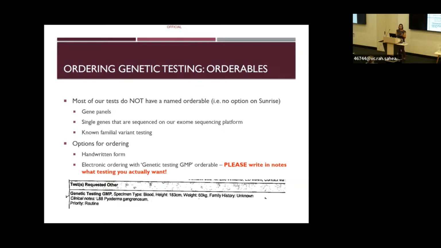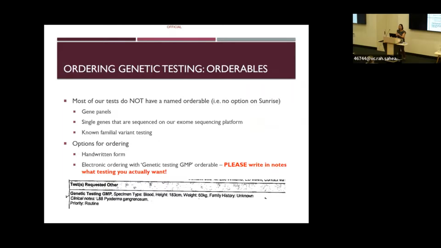So most of our tests don't have a named orderable. So there's actually no option to order them on Sunrise. I do apologize. So in terms of the options for ordering, you can do the old-fashioned way and do a handwritten form, or you can do electronic ordering on Sunrise using the genetic testing GMP. So genetics and molecular pathology, you can use that orderable. But then please write in the notes what test you actually want.